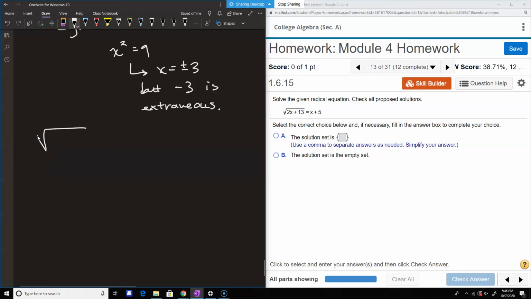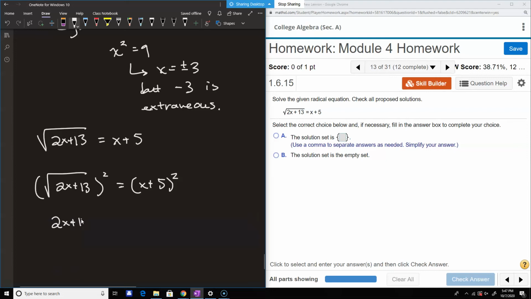Okay, so we have square root of 2x plus 13 equals x plus 5. So we square both sides, right? Radical's already isolated. So squaring on the left cancels with the square root. So we just get 2x plus 13. And on the right-hand side, you want to FOIL it out. So that is x squared. Outside is 5x, inside is 5x, so that adds up to 10x. And then 5 times 5 is going to be your 25, right?